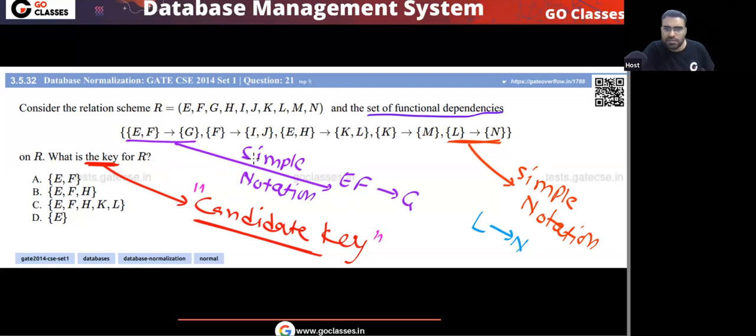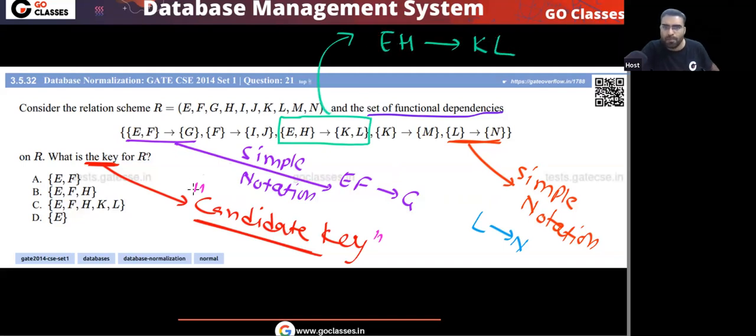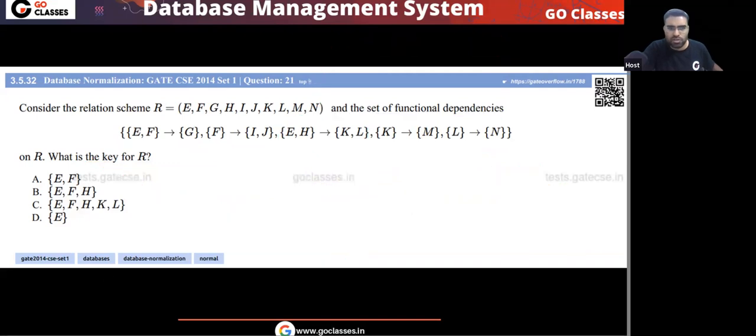We have already seen this. For example, look at this functional dependency. For this functional dependency, the simple notation is EH determining KL. Very simple, right? Yes or no? So this is the idea. Now let's solve this question. So functional dependencies are given to you.